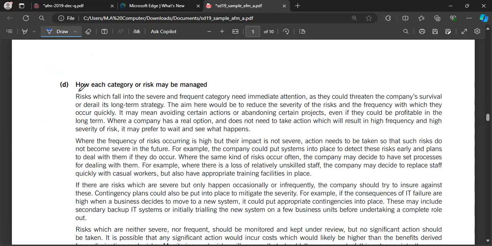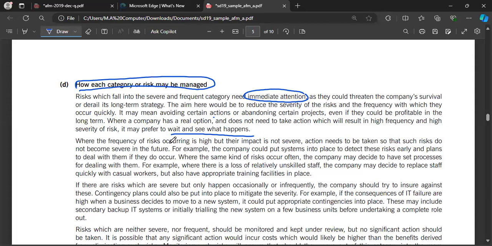Now, how may each category of risk be managed? Risks which fall into the severe and frequent category need immediate attention as they could threaten the company's survival or its long-term strategy. The aim here would be to reduce the severity of the risk and the frequency with which they occur, which may mean avoiding certain actions or abandoning certain projects, even if they could be profitable in the long term. Where a company has a real option and does not need to take action which will result in high frequency and high severity of risk, it may prefer to wait and see what happens.